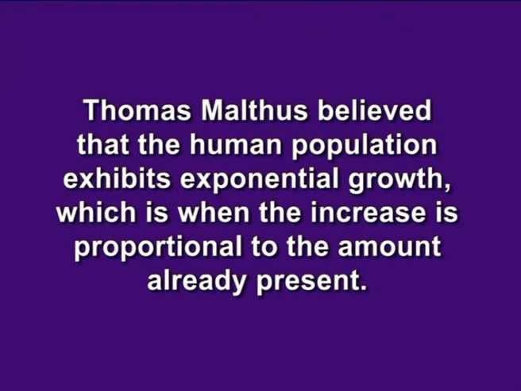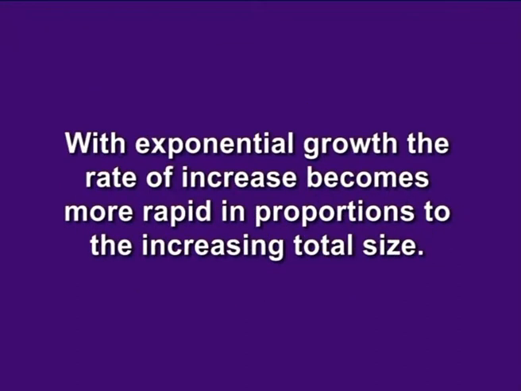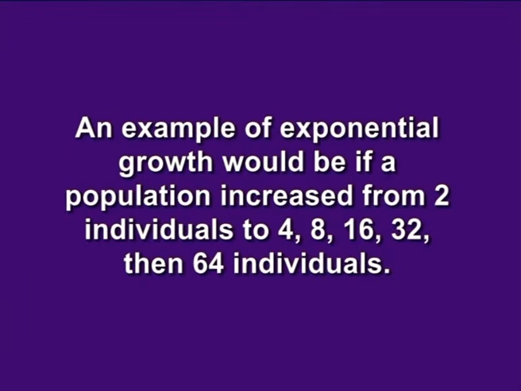Thomas Malthus believed that the human population exhibits exponential growth, which is when the increase is proportional to the amount already present. With exponential growth, the rate of increase becomes more rapid in proportion to the increasing total size. An example of exponential growth would be if a population increased from 2 individuals to 4, 8, 16, 32, then 64 individuals.